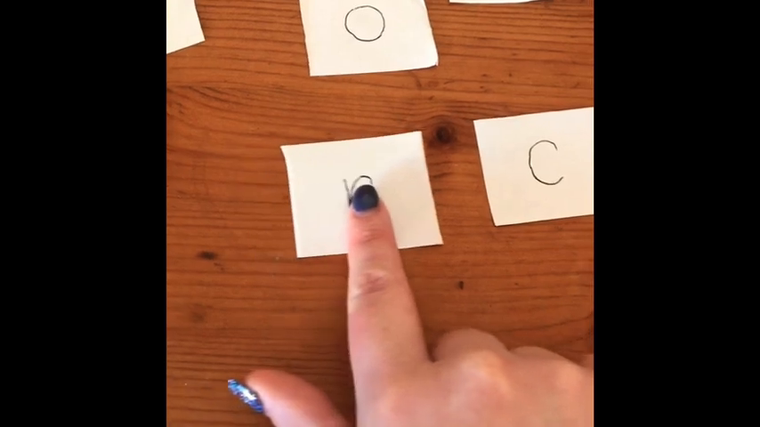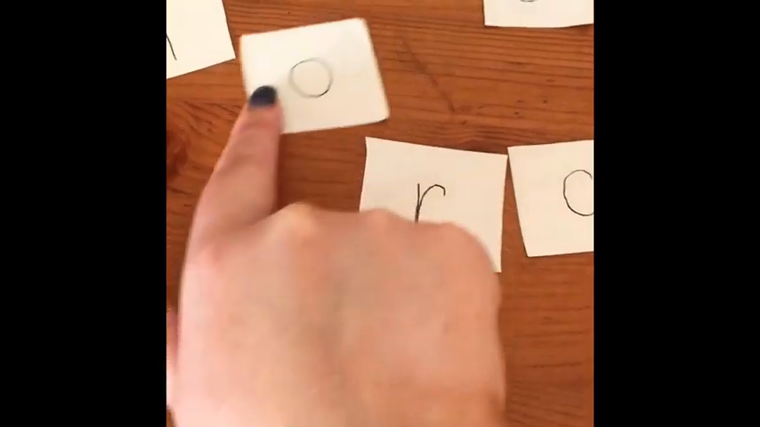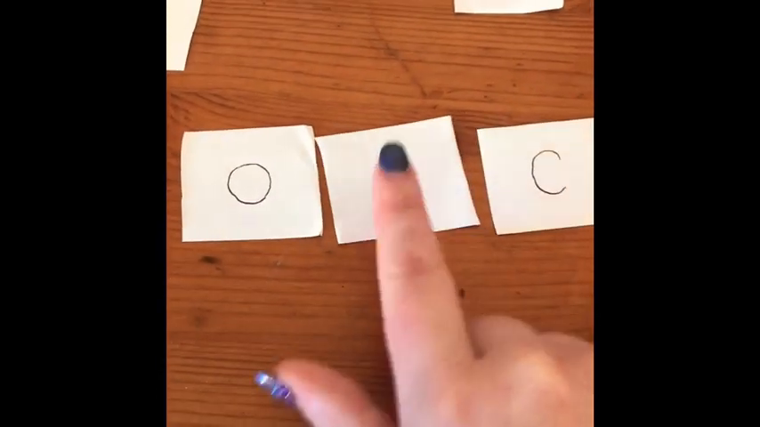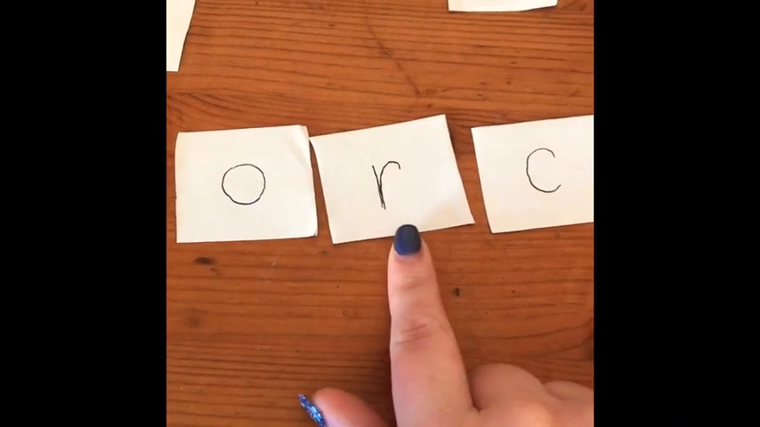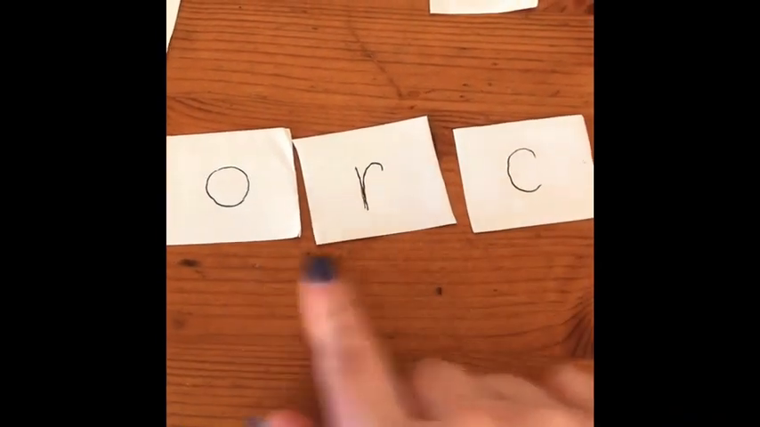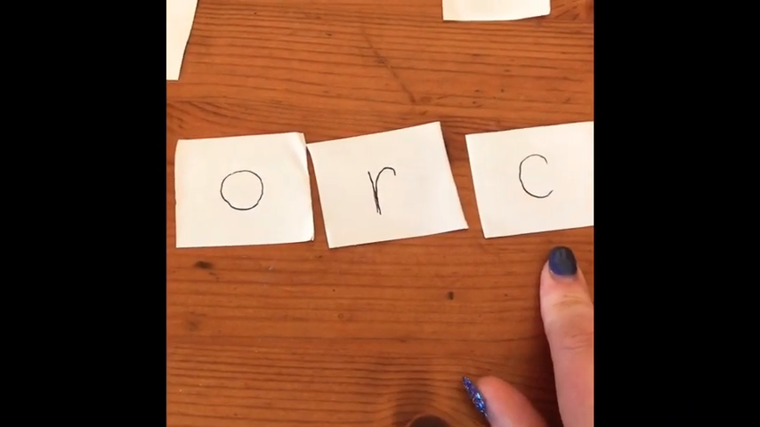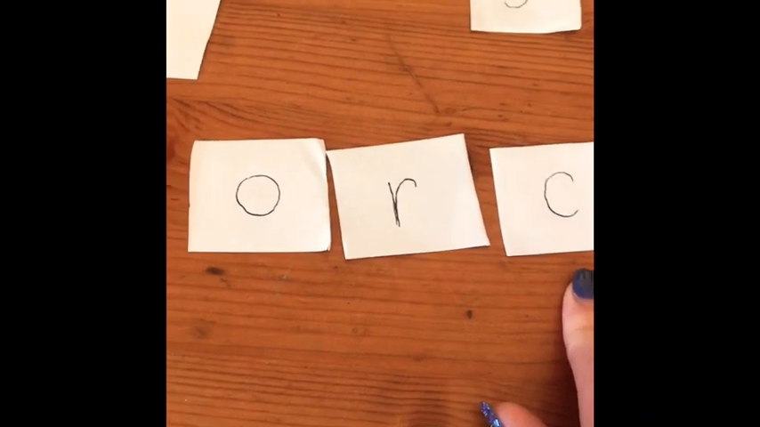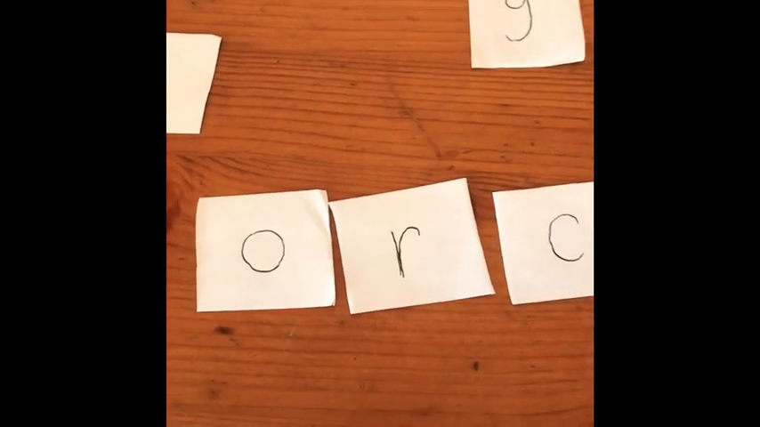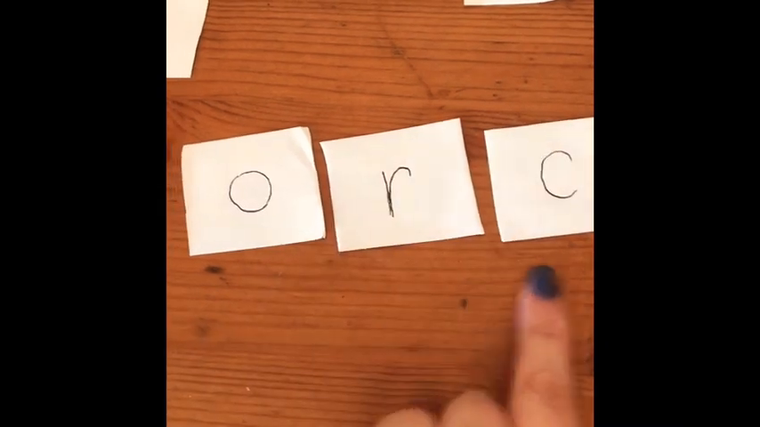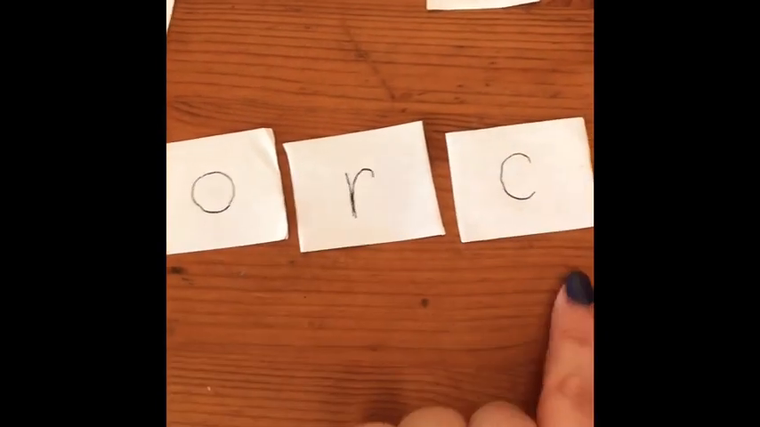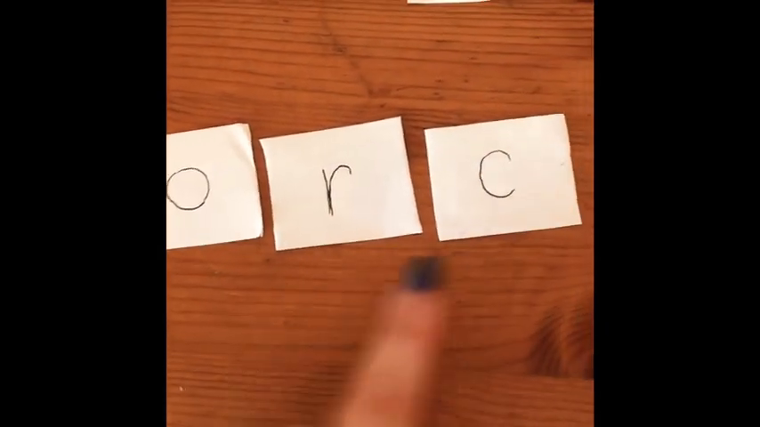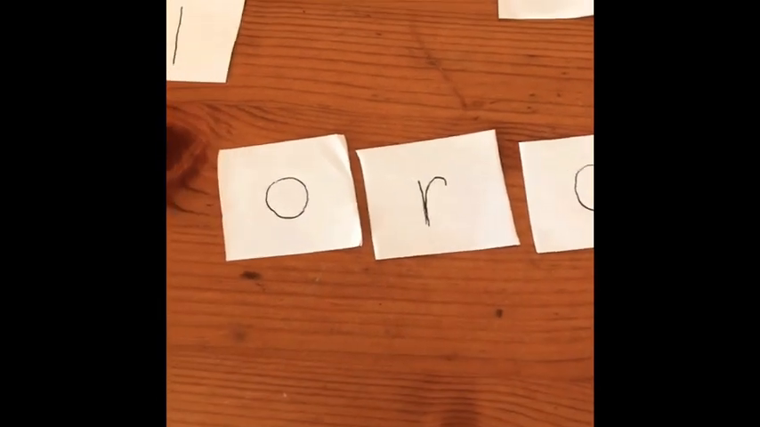I'll make a wee change here. See what happens. O, k, ork. It's not a real word. But we're just having a wee go at it because it'll help us with our next word.